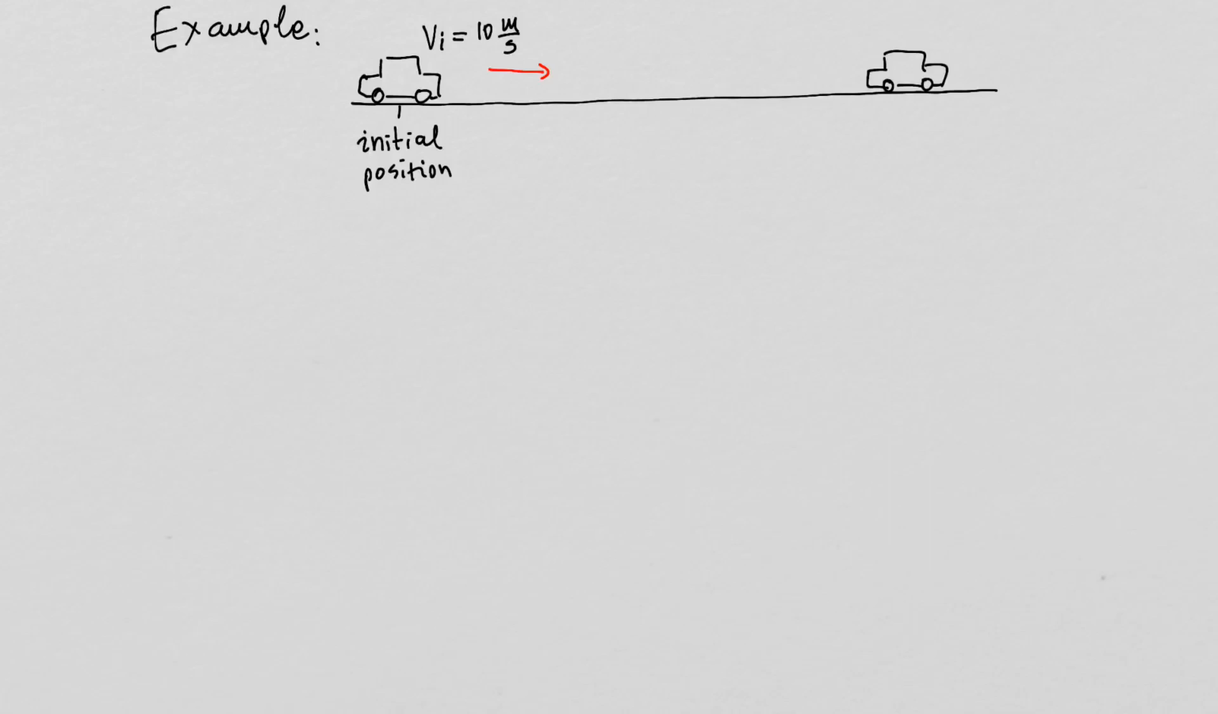So the car is moving down the road, and at some point it reaches this new position, which I'm going to call final position.